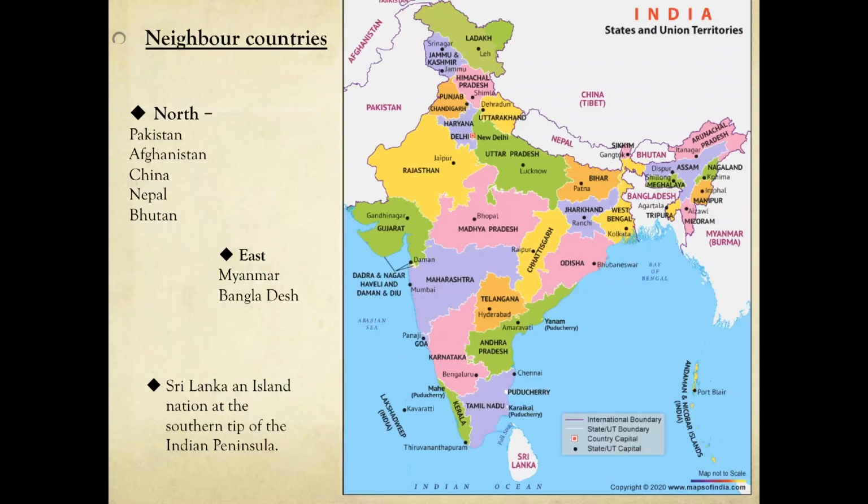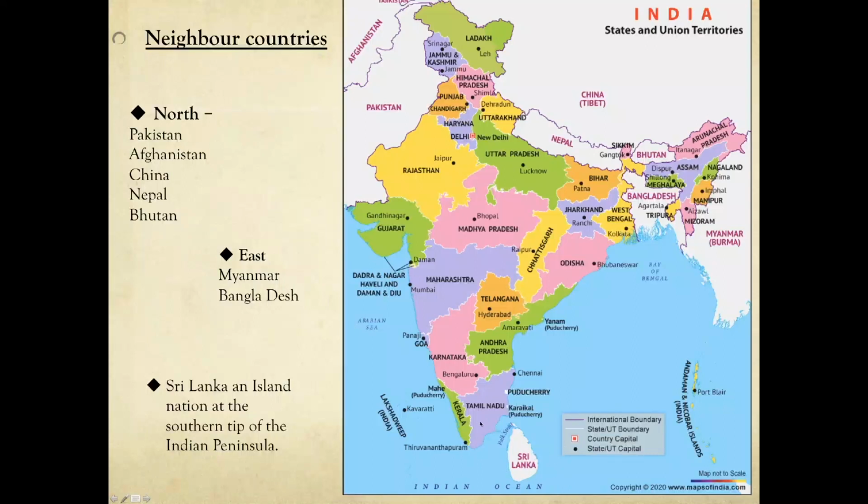Then we are to discuss the neighboring countries of India. To the north of India, there are 5 countries: Pakistan, Afghanistan, China, Nepal, and Bhutan. To the east of India, there are 2 countries: Myanmar or Burma and Bangladesh. Sri Lanka, the other neighbor of India, lies at the southern tip of the Indian peninsula.